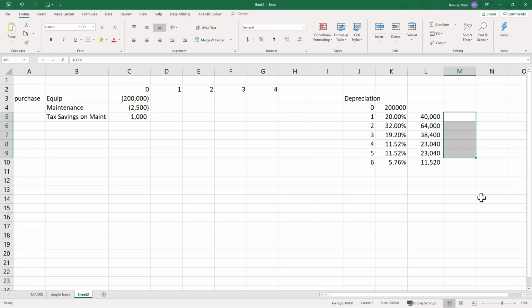So I'm just going to delete this. That's the straight line version. So this is how much depreciation our firm is going to be allowed to take on their $200,000 piece of equipment each year. Okay.